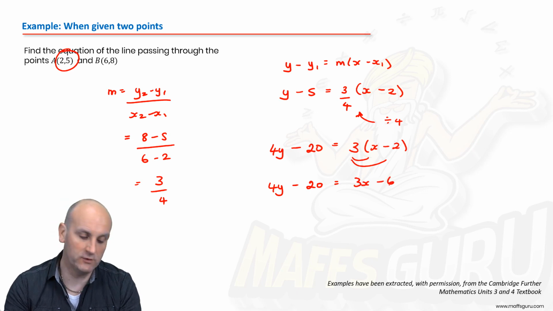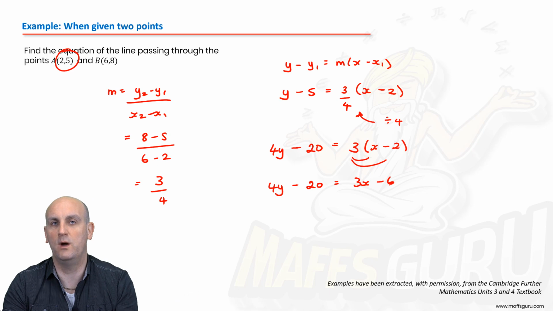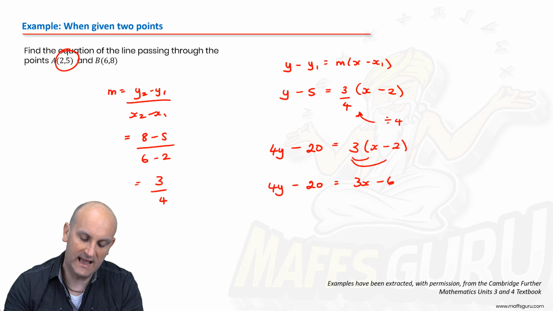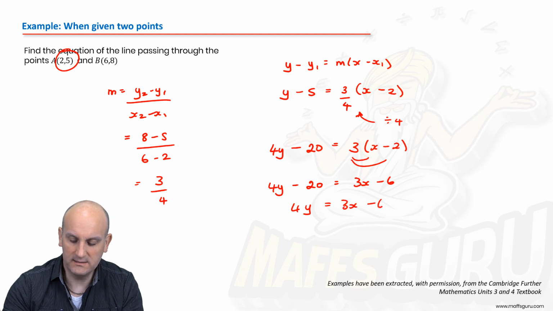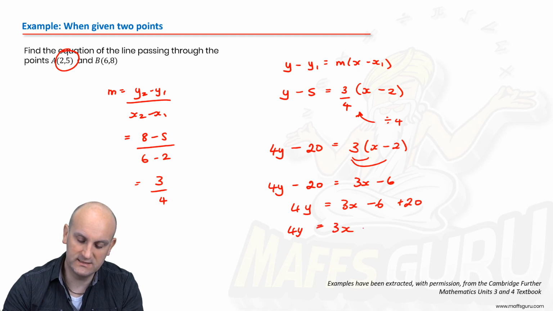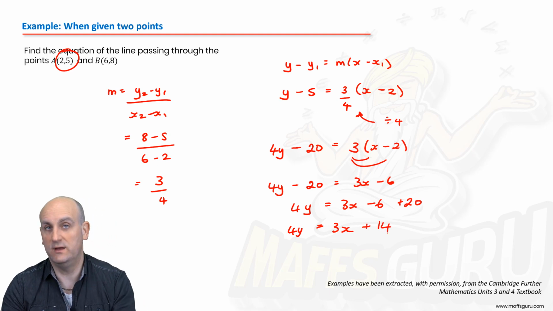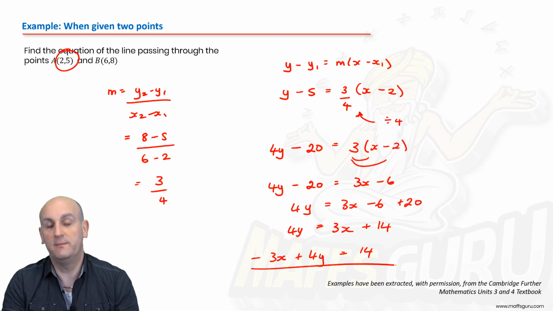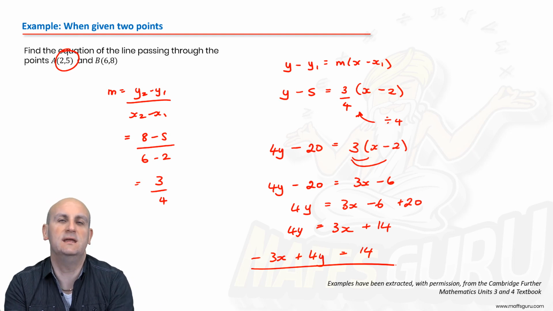And what do I do now? Well, I've got to get it into the form where the x and the y are on the same side of the equal sign. So what I'm going to do is add 20 to both sides to get rid of that 20 there. So 3x minus 6 plus 20, which gives me 4y is equal to 3x plus 14. And then I'm going to take away 3x from both sides. So I get minus 3x plus 4y is equal to 14. And ladies and gentlemen, there is my equation written in intercept form.